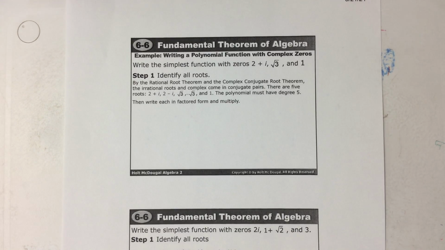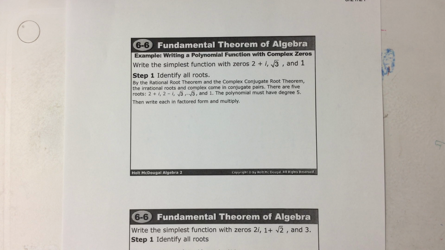Becker. Today in Algebra 2, we are going to complete section 6.6 by looking at irrational and complex numbers and being able to take those types of solutions and work backwards to find our polynomial.